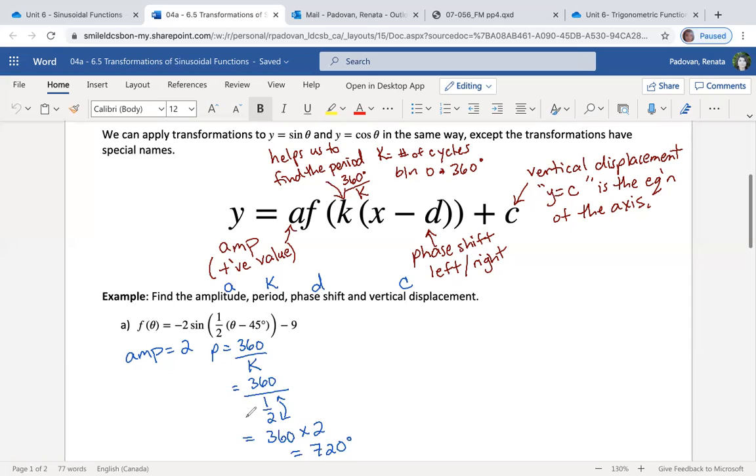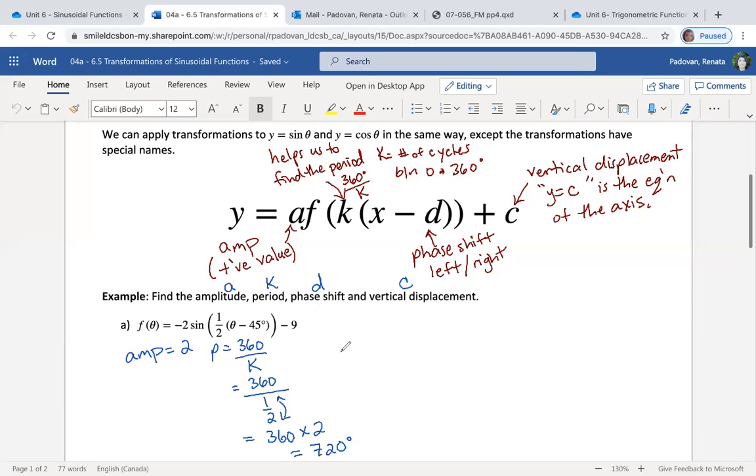So that means my period is actually going twice as stretched out, right? Just like the half in chapter 3 would have been a horizontal stretch outward by 2, it's getting 2 times as stretched out. So if my regular cycle goes from 0 to 360, now it's taking all the way to 720 degrees to do one full cycle, one period.